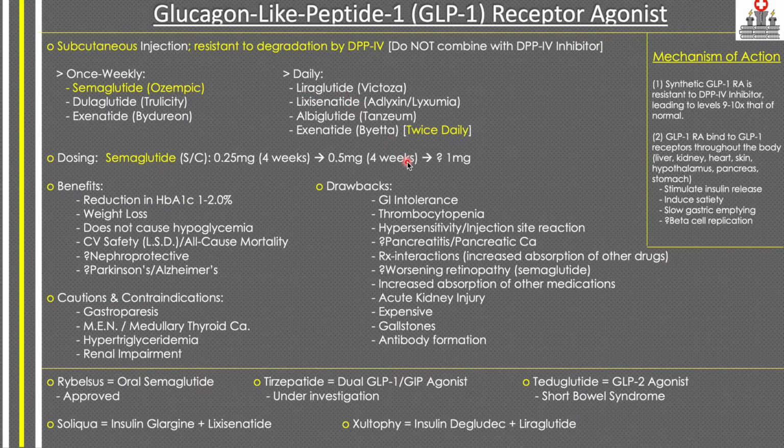Okay, so what I'd also like to mention quickly is if we go down to the bottom of this page, in the past few years, there's been an oral medication, oral semaglutide, which has been approved, and that's quite amazing.